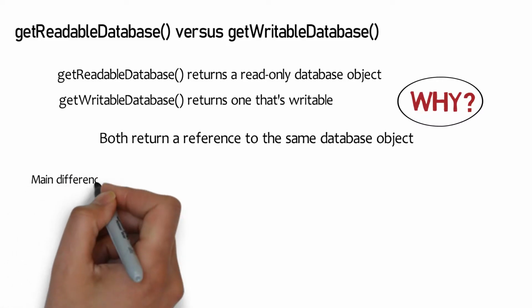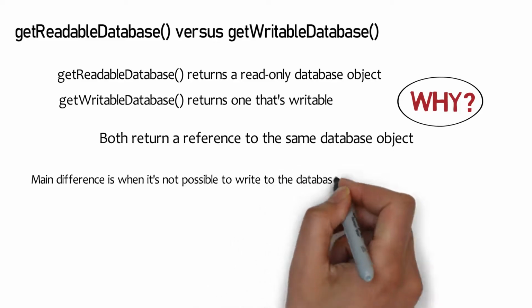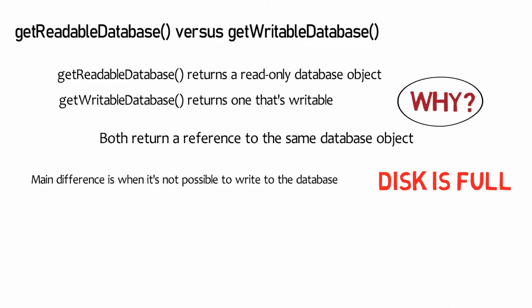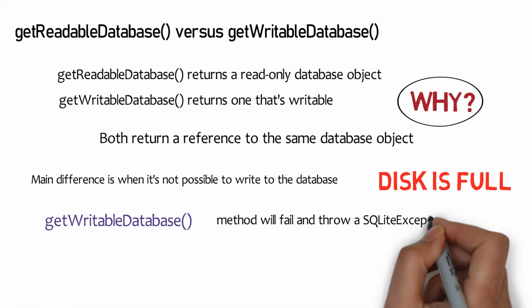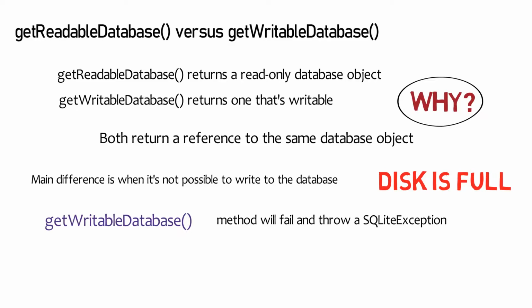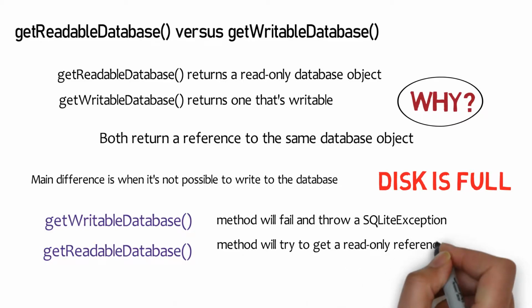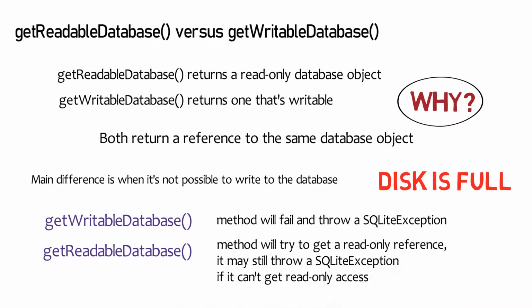The key difference between the getReadableDatabase and getWritableDatabase methods is what happens if it's not possible to write to the database. This can happen if the disk is full, for instance. If you use the getWritableDatabase method, in this case, the method will fail and throw a SQLiteException. But if you use the getReadableDatabase method, the method will try to get a read-only reference to the database. It may still throw a SQLiteException if it can't get read-only access to the database.